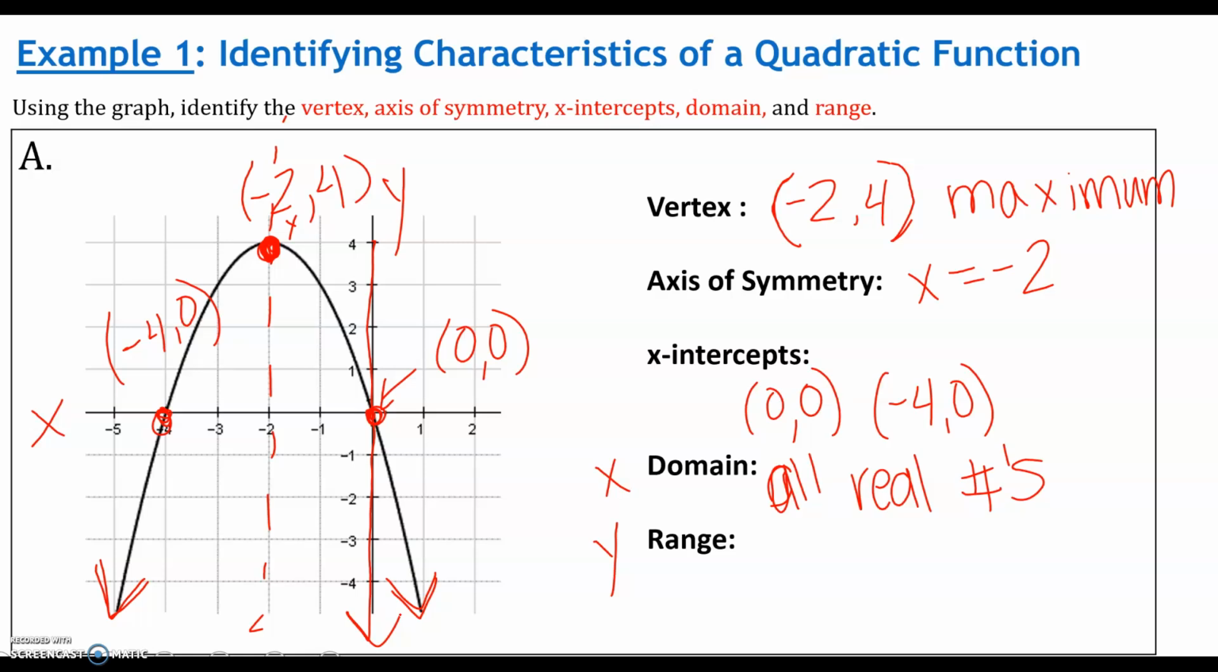So your range is y's that are less than or equal to 4. 4 is the max, and then everything lower than 4 would be included in your graph. And this graph obviously would continue to go down forever and ever. Okay? So let's do one more.